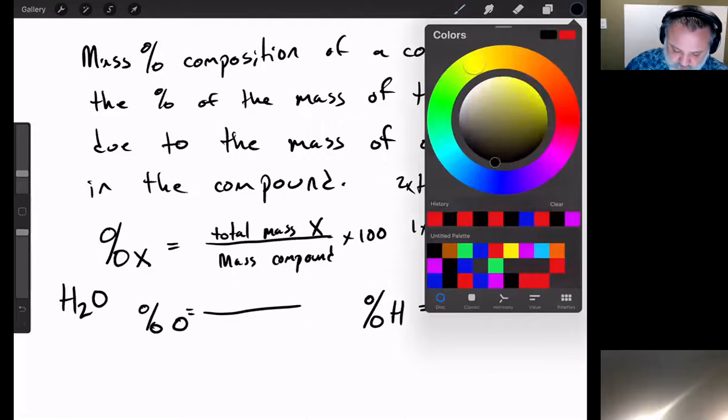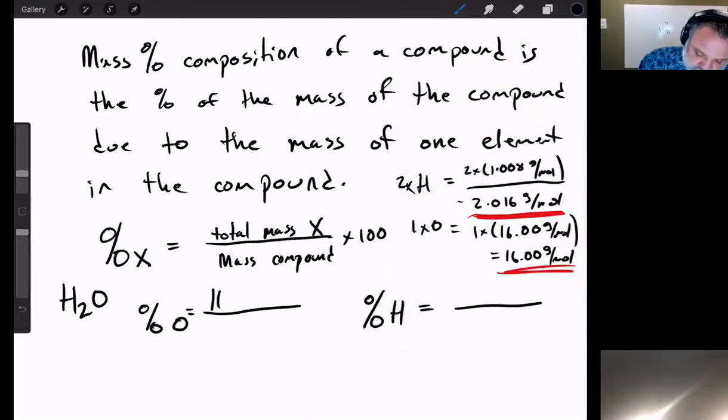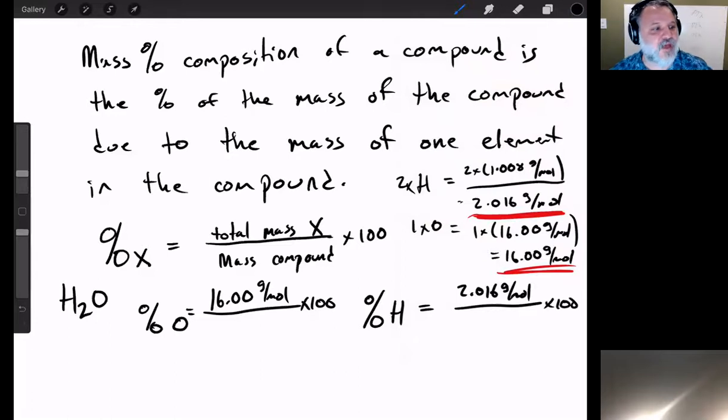So I actually do know the numerators now. 16.00 grams per mole for oxygen and 2.016 grams per mole for hydrogen. Now I need to know the total mass, right? And I think everybody's starting to do that now. The total mass of water is 18.02 grams per mole. 18.02 grams per mole. And so I put that down in the denominator.